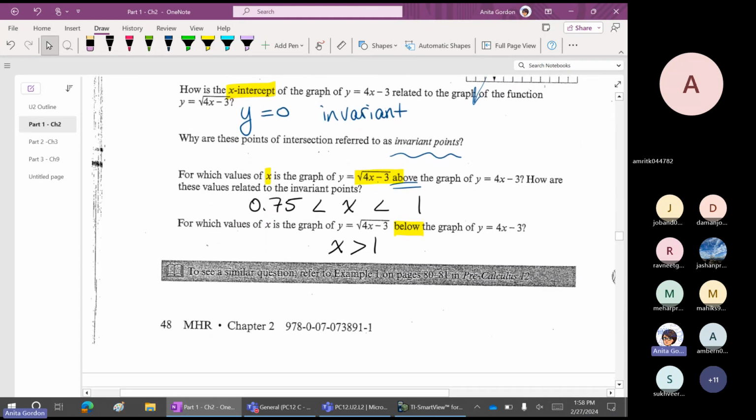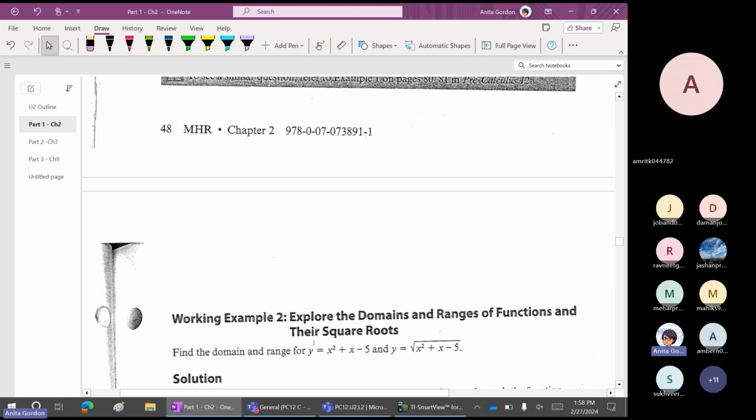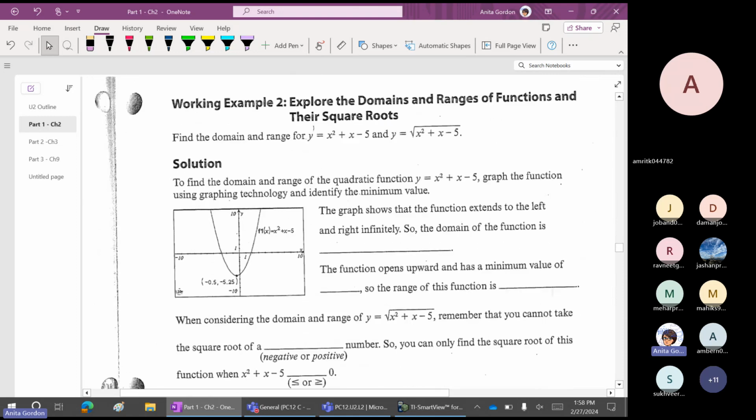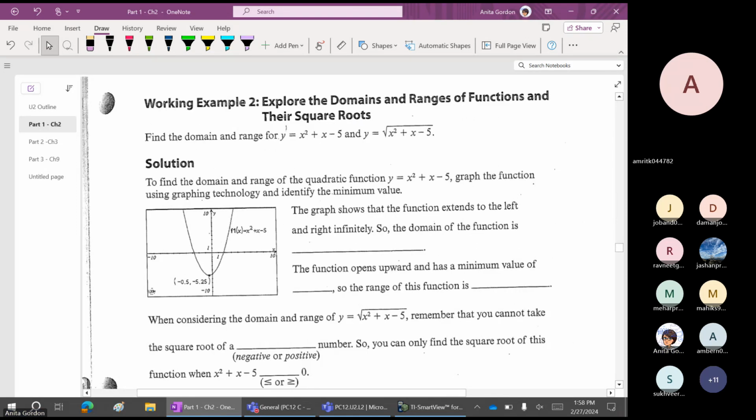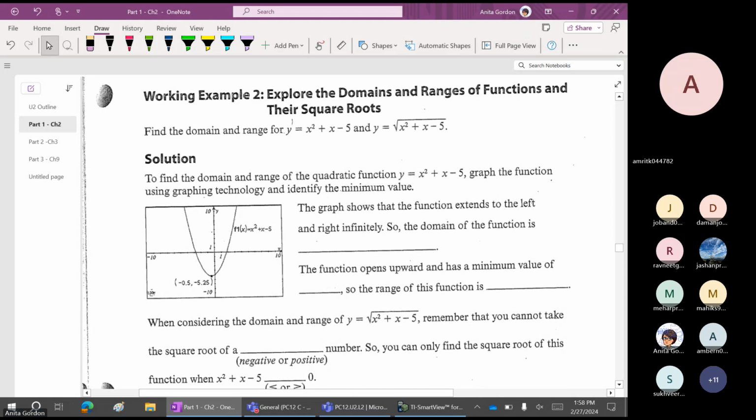Okay, let's take a look at a visual demonstration. Now I'm going to give you a quadratic graph. Okay. We know that a quadratic is a parabola. We know that our invariant points are going to be the x-intercepts, right? So right away, I know that I'm going to have an intersection here and an intersection here.